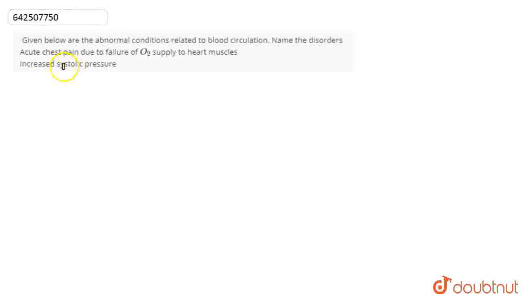If we talk about this question, in this question we are asked that the given below are the abnormal conditions related to blood circulation. Name the disorders. That's acute chest pain due to failure of oxygen supply to heart muscles, increased systolic pressure.